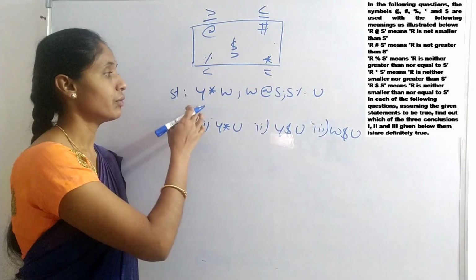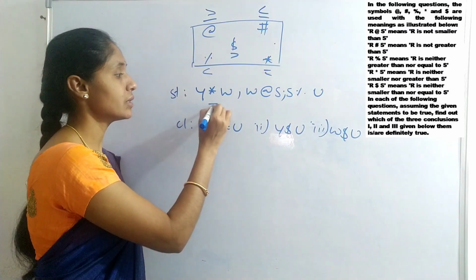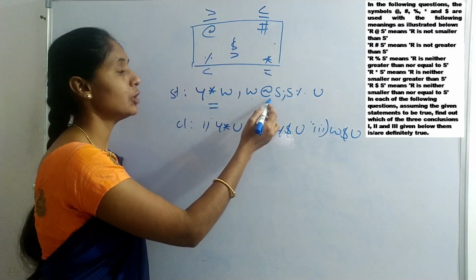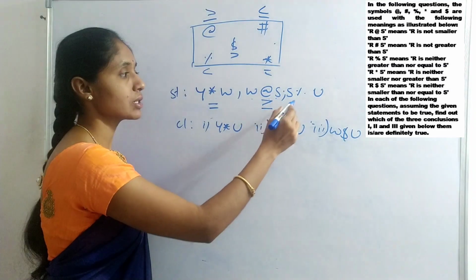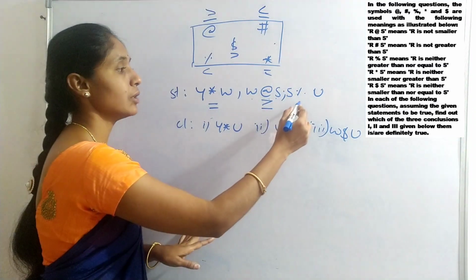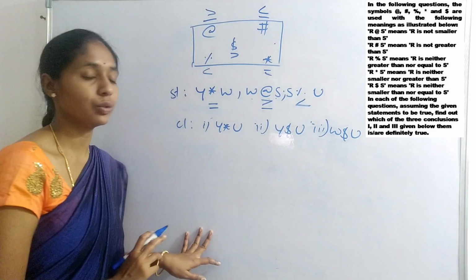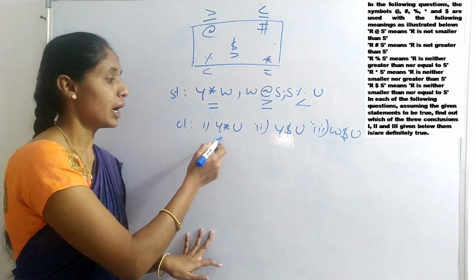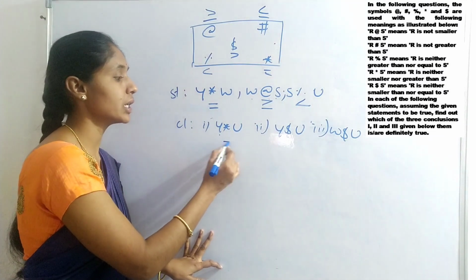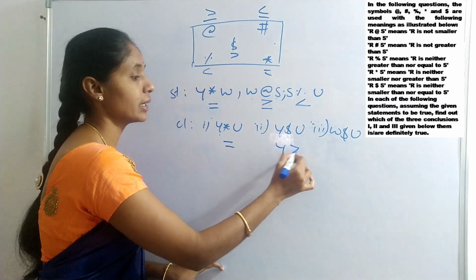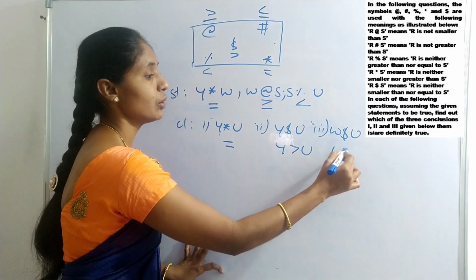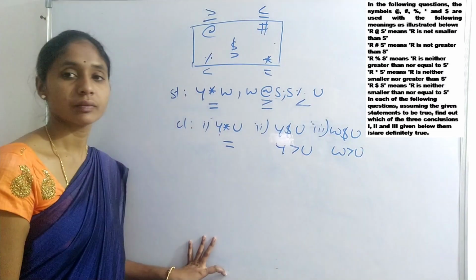Next question, Y star W, that is Y equals to W. W at S, that is W greater than or equals to S. S percentile U, that is S less than U. This is statement. And conclusions are Y star U, that is Y equals to U. Y dollar U, that is Y greater than U, and W greater than U.